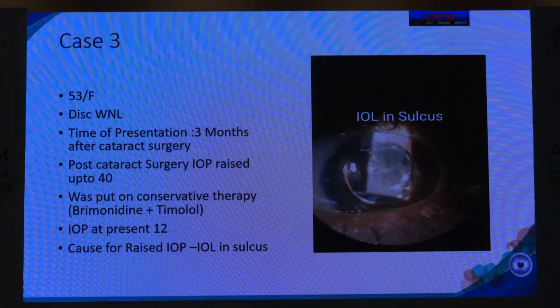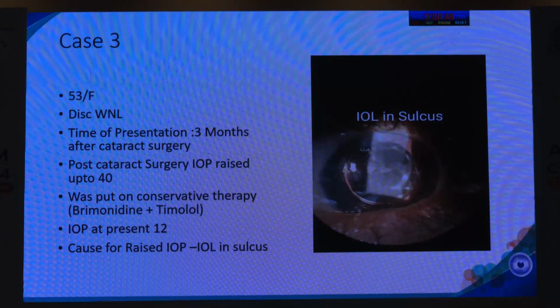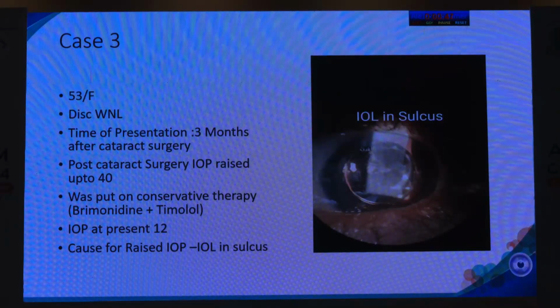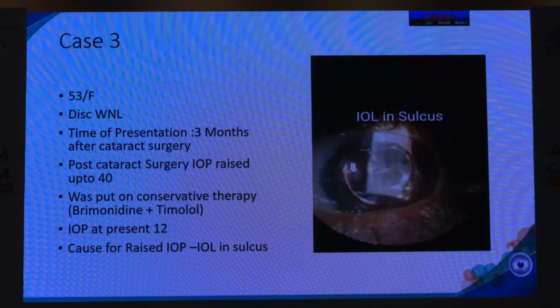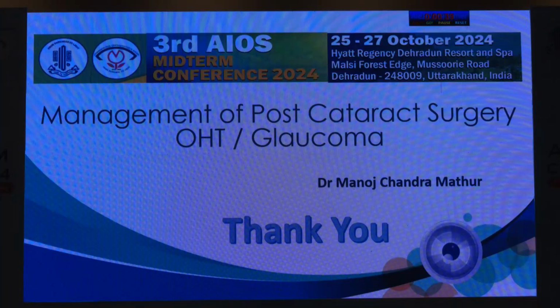Delayed post-op ocular hypertension after cataract surgery, the pressures were raised up to 40, was put on conservative therapy, and then IOP at present was 12, came down to 12. The cause of it was the IOL in the sulcus. So these are the situations, and these are the possibilities and management for post-cataract surgery ocular hypertension and glaucoma.